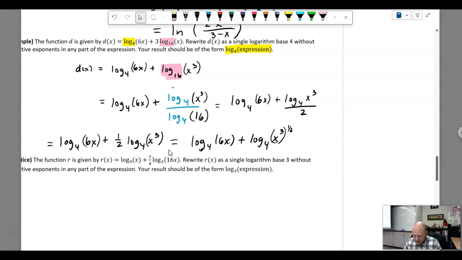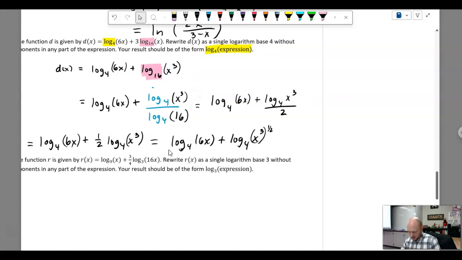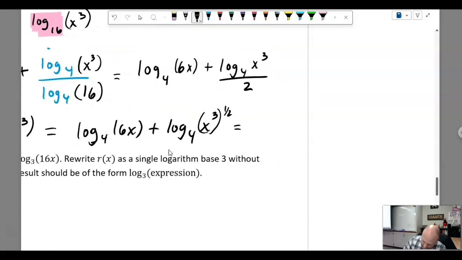I ran out of room, so let's condense this. Log base 4, since I'm adding, I am going to multiply these. So I have log base 4 of 6x times x to the power of 3/2.